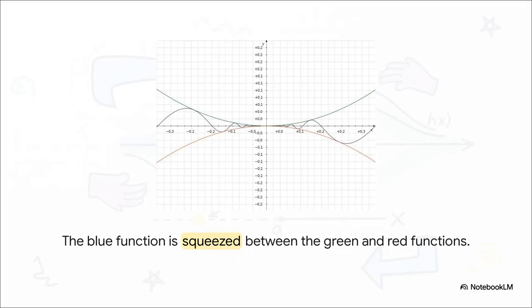And this visual just makes it so clear, doesn't it? Look at that blue function in the middle. It's bouncing all over the place, kind of chaotic, but it's totally trapped. It can't go above that green line, and it can't go below that red line. So as the red and green functions come together and meet at that one point in the center, the blue function is forced to go there too. That's the squeeze, right there.